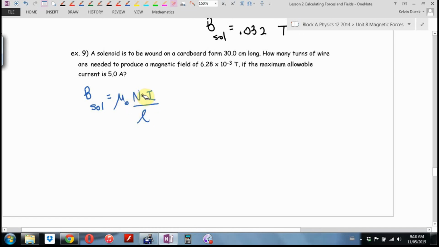Oh, you know what they're asking me to find? N. How would I get N by itself? Times the L, divide by the I and the mu naught. The number of turns is going to be B times L divided by mu naught times I.